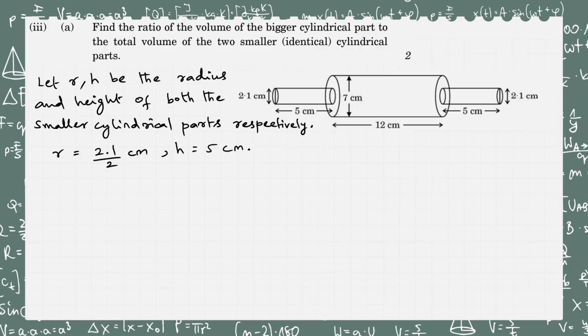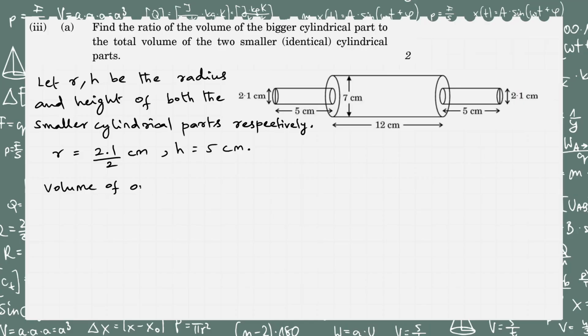Now we need to find the total volume of both the smaller cylindrical parts. So we will find one of their volumes and multiply that by 2, because both of them will have the same volume as they are identically similar figures, right? So now let us do that.